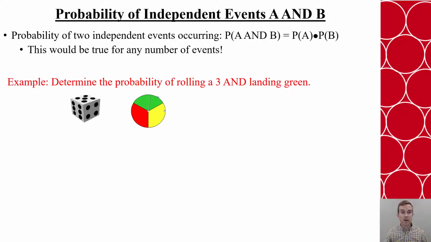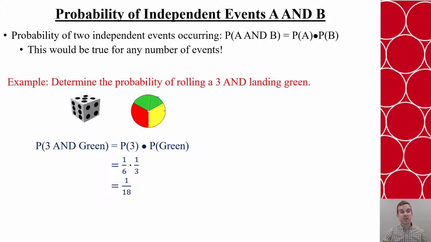For example, say that I roll a 3 and I want to land on green on my spinner. These are independent of one another. And I want to know what's the probability that both of those events occur in this experiment. So since they are independent, I can calculate the probability of rolling a 3 on the die and then multiply it by calculating the probability of green. Well, there's a 1/6 chance of rolling a 3 and a 1/3 chance on this spinner of spinning green. That would give me a 1/18th chance of getting both a 3 and landing on green.